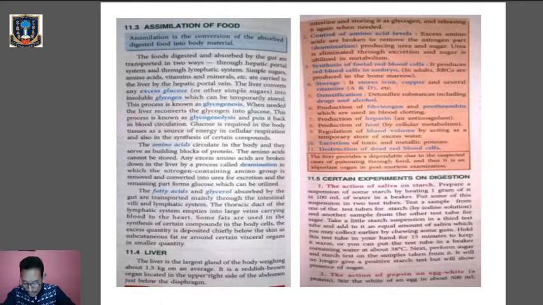Now let's go to liver. Now liver is the largest gland of the body, weighing about 1.5 kg. It is a reddish brown organ located in the upper right side of the abdomen, just below the diaphragm.